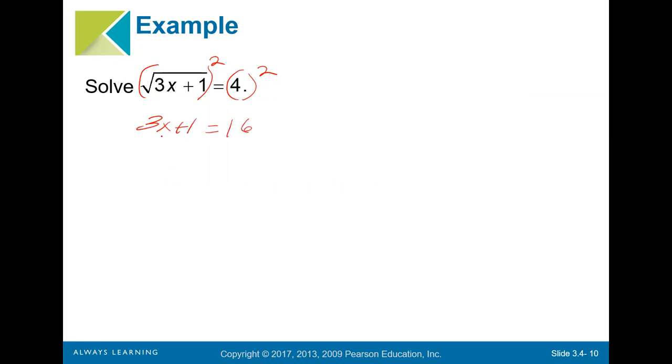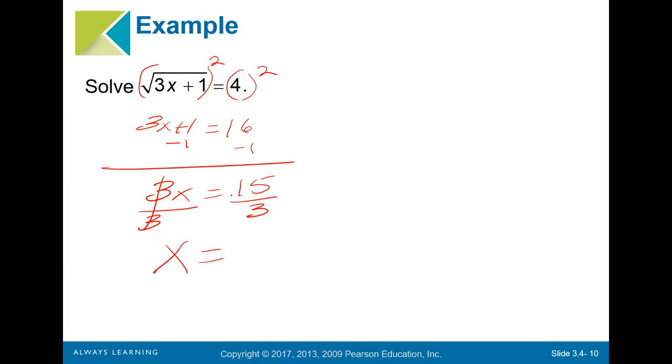Now let's solve for x. In order to solve for x, I've got to get it isolated. I have a positive 1 constant here, so let's subtract it. So it goes to 0 there. Now I got 16 minus 1, which is 15. I have a positive 3 coefficient on x, and I need it to be a positive 1, so I'm going to divide by 3. What you do to one side, you do to the other. Now I got x is equal to 15 divided by 3, which is 5.